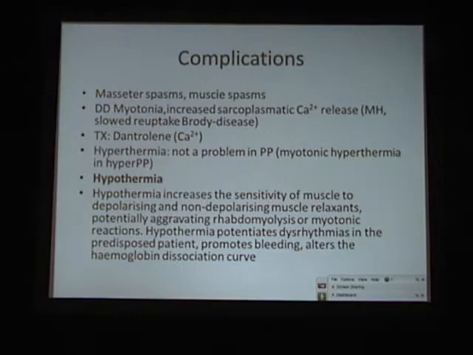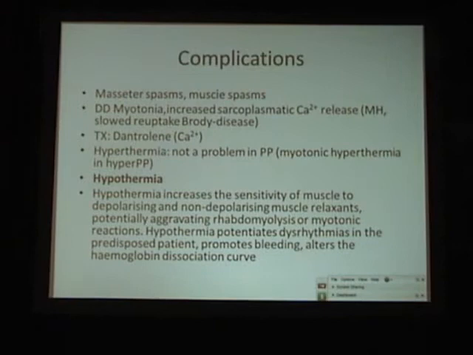Not only myotonic reactions might be a problem in myotonia, but also masseter spasms or muscle spasms. Muscle spasm means an uncontrolled contraction, or a calcium problem, not a problem of the muscle fiber membrane. And this is due to increased sarcoplasmic calcium release, and that's a differential diagnostic problem, because this could resemble malignant hyperthermia. A malignant hyperthermia itself is not an increased risk in periodic paralysis. It can be treated by dantrolene, as you all know.